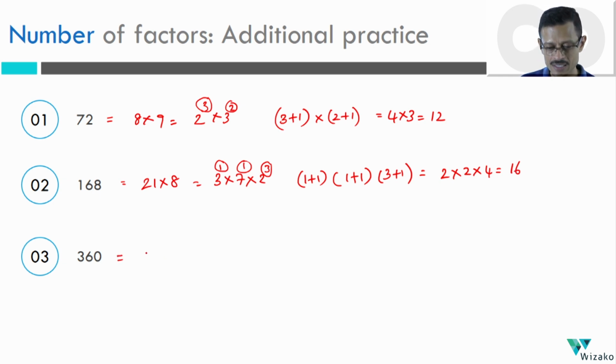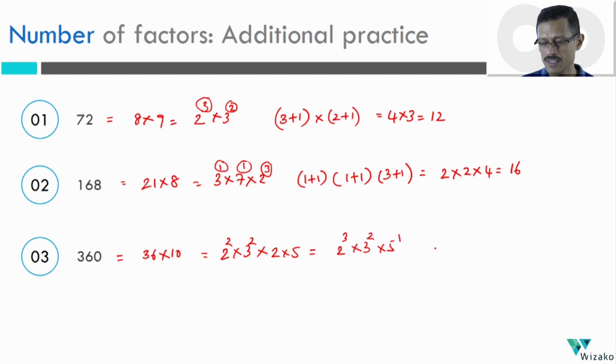Lastly, 360. Quickly I can think of it as a 36 into 10. 36 is a 6 square. 6 is not prime, so we can write it as a 2 square into 3 square. A 10 can be written as 2 into 5. So this translates to 2 cube into 3 square into 5 power 1. Let's increment all the powers. 3 plus 1 is a 4. 2 plus 1 is a 3. 1 plus 1 is a 2. So 4 into 3, 12 into 2, 24 is the number of factors for 360.